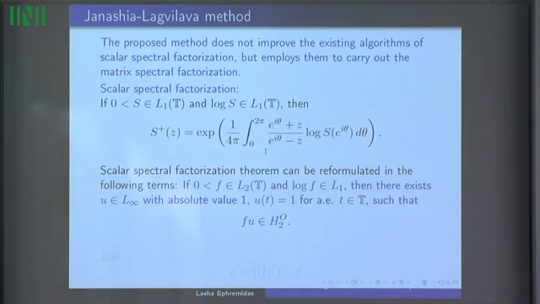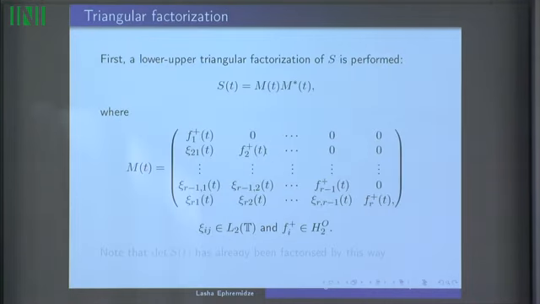If we have a function, say from L2, and we know that its logarithm is integrable, then we can find a function u with absolute value 1, such that this product is an outer function from H2. This is just another characterization of this theorem. We can represent this function u in this form, taking the scalar spectral factor of this square function and dividing by f. We will use the scalar factorization theorem in this form.